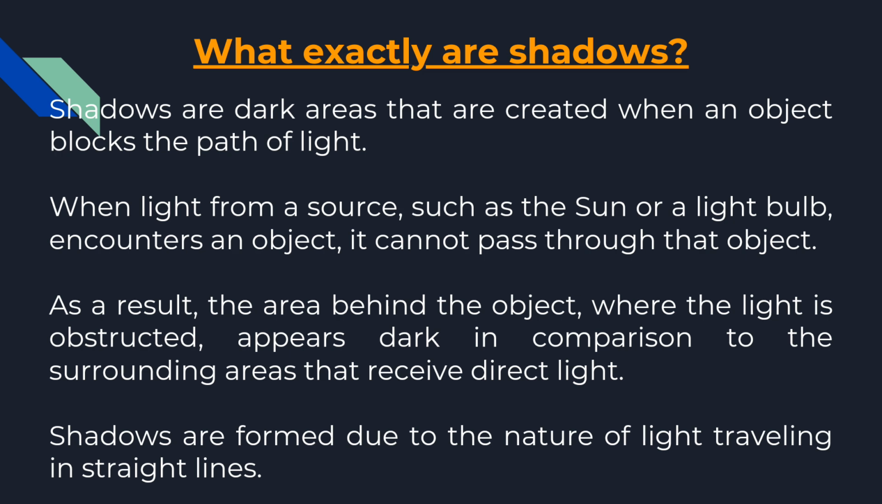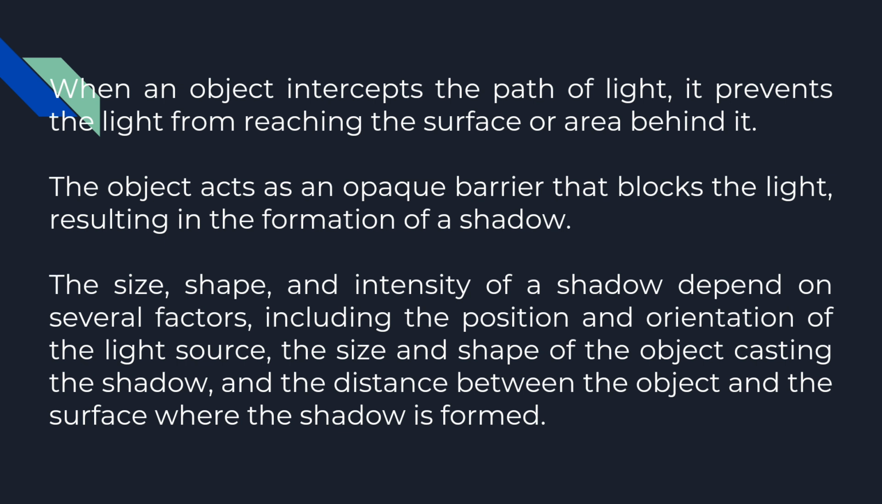Shadows are formed due to the nature of light traveling in straight lines. When an object intercepts the path of light, it prevents the light from reaching the surface or area behind it. The object acts as an opaque barrier that blocks the light, resulting in the formation of a shadow. The size, shape, and intensity of a shadow depend on several factors, including the position and orientation of the light source, the size and shape of the object casting the shadow, and the distance between the object and the surface where the shadow is formed.